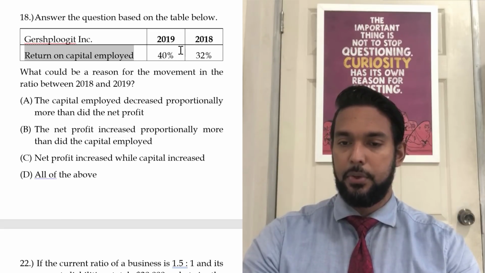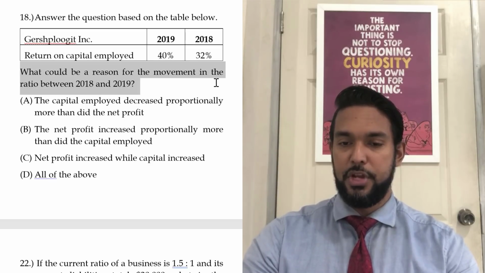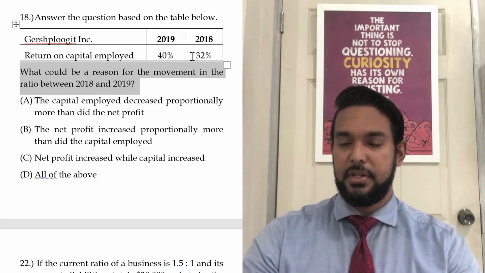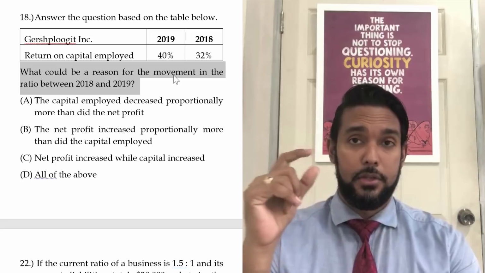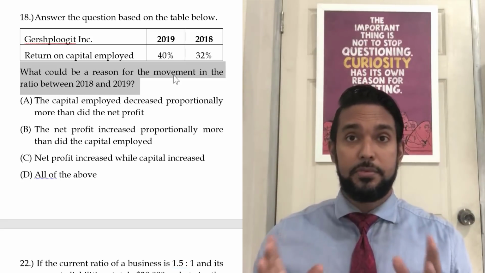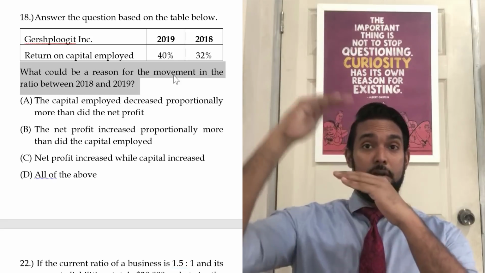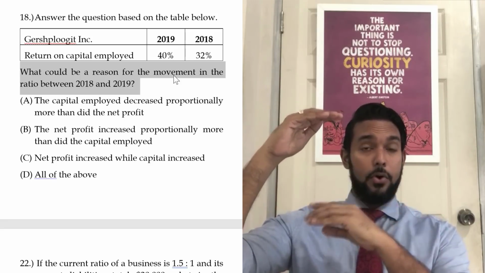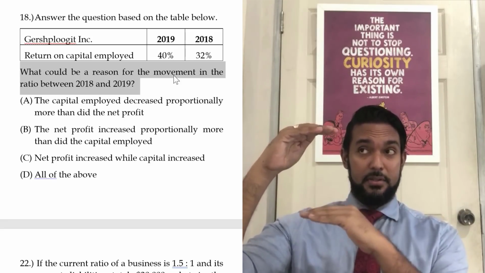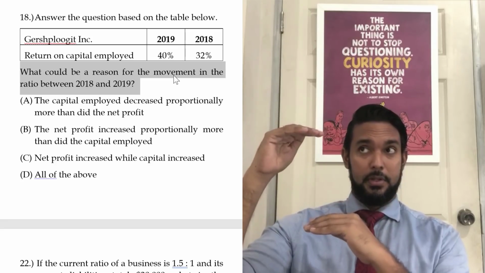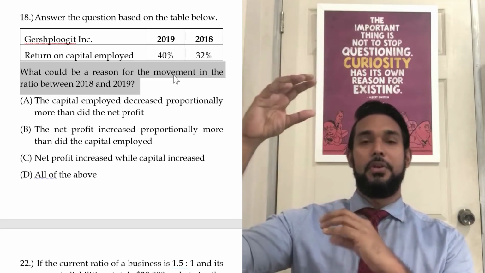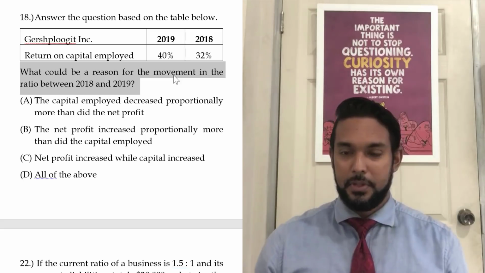2018-2019, return on capital employed. So it went up from 32% to 40%. What could be a reason for the movement in the ratio between 2018 and 2019? So for this to increase, remember, all of these ratios are fractions, and fractions increase either by increasing the numerator and holding the denominator the same, or decreasing the denominator, holding the numerator the same, or you increase the numerator and decrease your denominator.